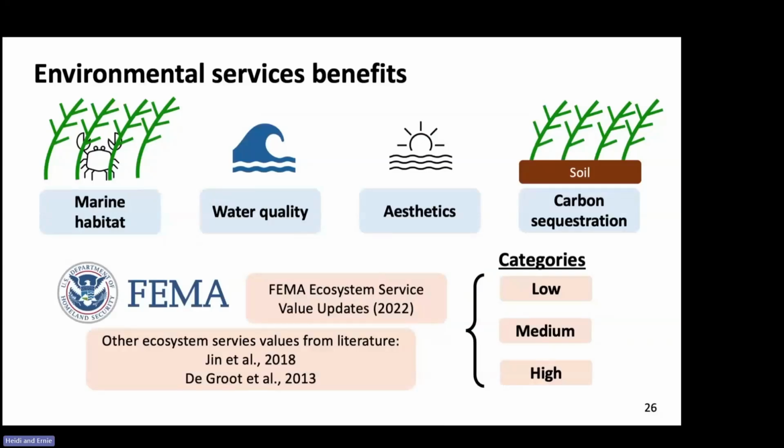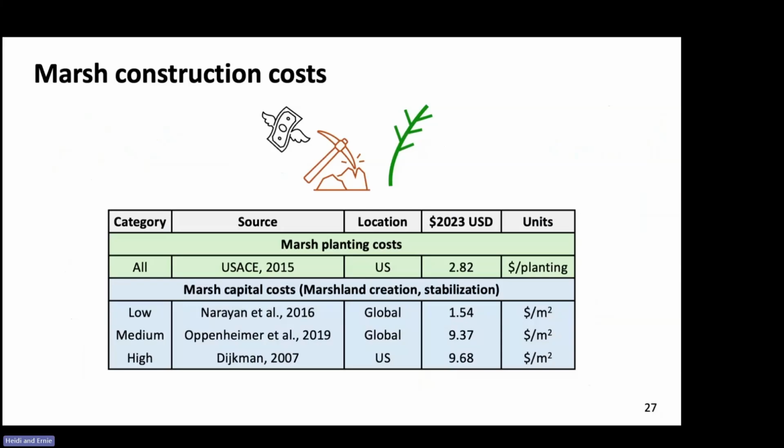In terms of costs, there are two. The first cost is to plant the marsh, and the second cost is to make the marshland so that the marsh can survive. These are values that we tabulated from literature collected in the US as well as globally. What are the costs of constructing such a marshland?